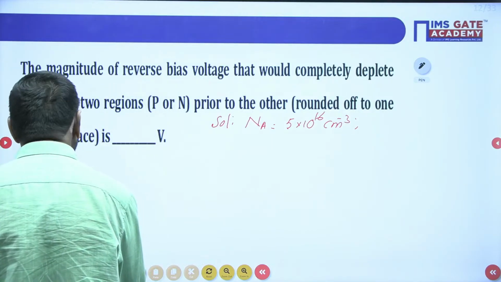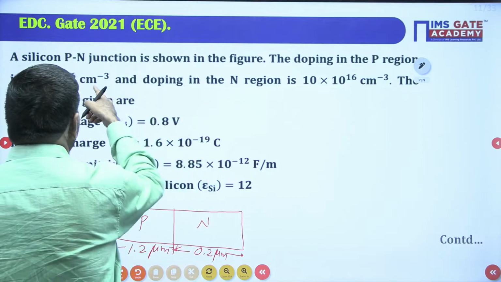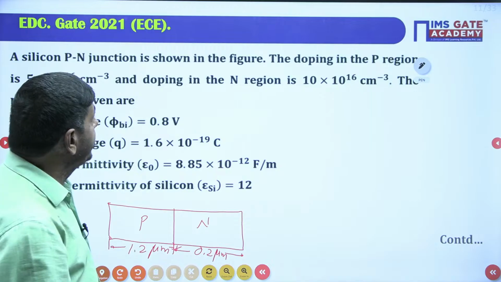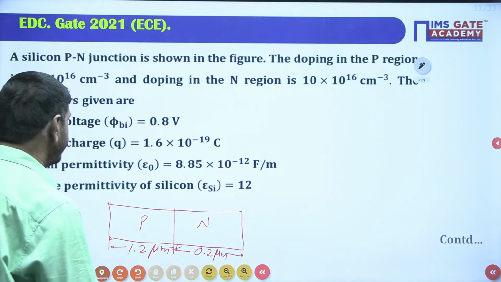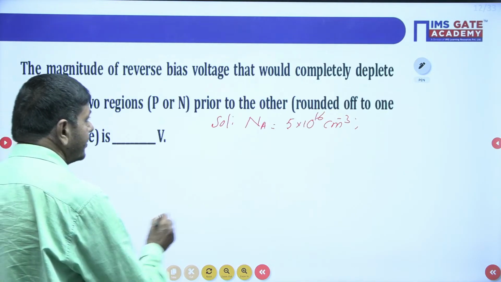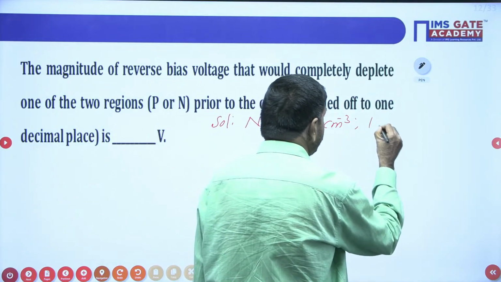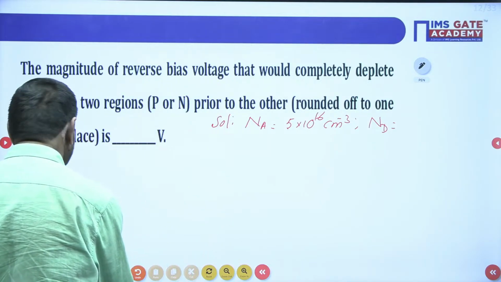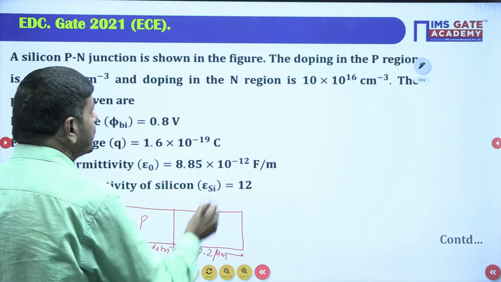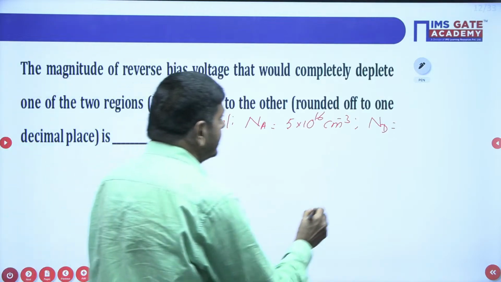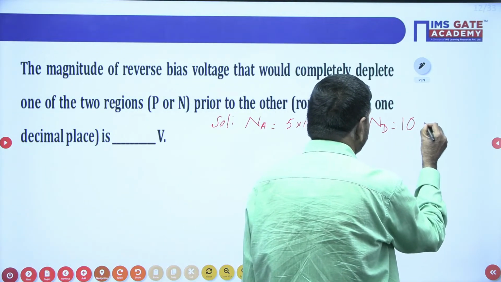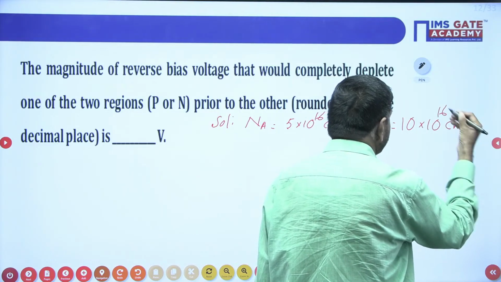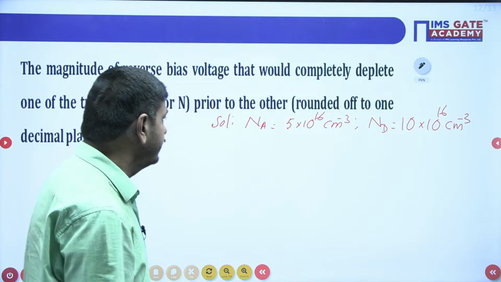And what about the next one given? Doping in the N region is 10 into 10 power 16. Doping in the N region indicates N suffix D, the donor concentration, given in the problem. Nd is given as 10 into 10 power 16 per cm cube.